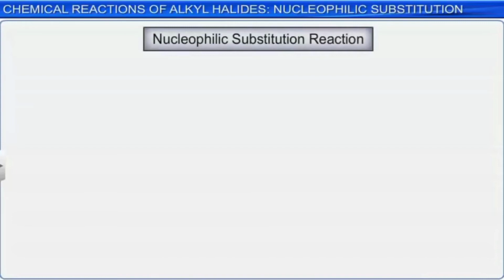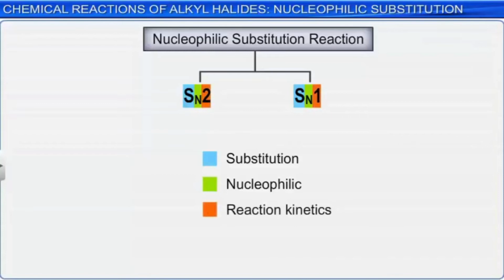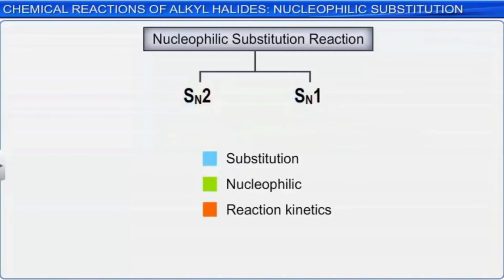Depending upon the mechanism or the reaction conditions, nucleophilic substitution reactions can be classified as SN1 or SN2 reactions. The S is for substitution and the N is for nucleophilic. Since these reactions are initiated by the nucleophile, the number gives information on the reaction kinetics, 2 for bimolecular and 1 for unimolecular. Let's start with the SN2 reaction.